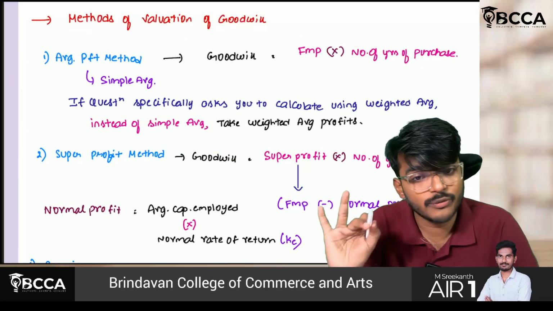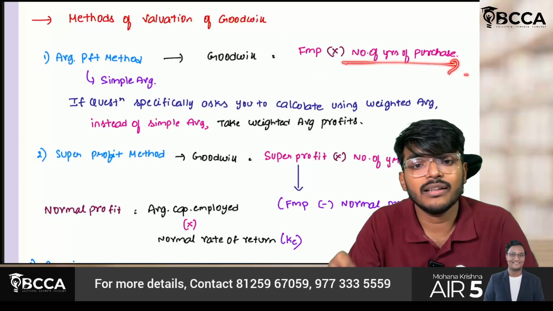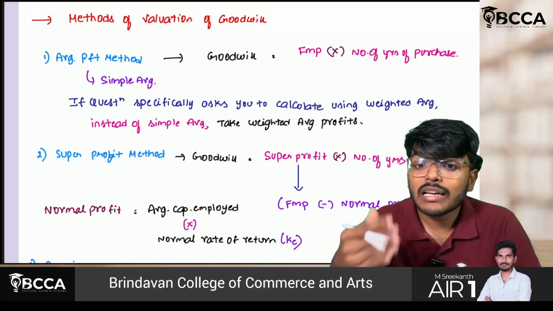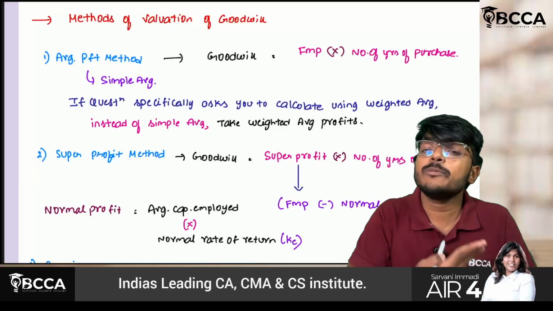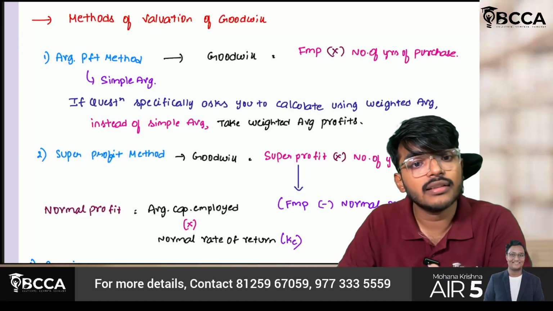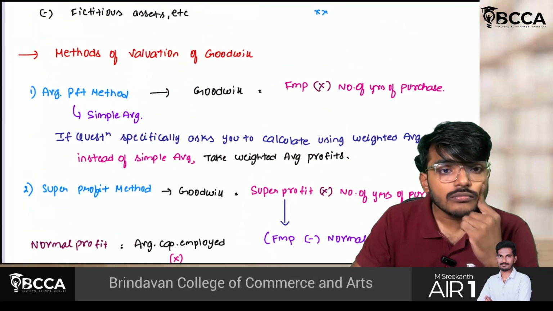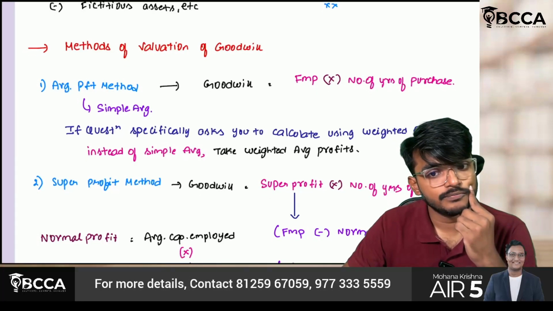Sir, goodwill ka calculation is very simple. You just have to calculate the future maintainable profits, and that will be multiplied by the number of years of purchase. Sir, what average do I have to take? Arey Baba, go and take simple average. Sir, but the question is specifically asking me to take weighted average. Then take the weighted average. I hope this point is clear.